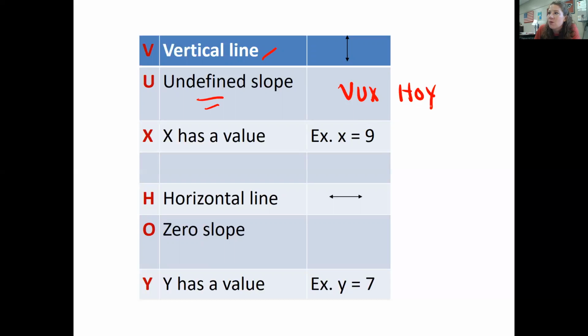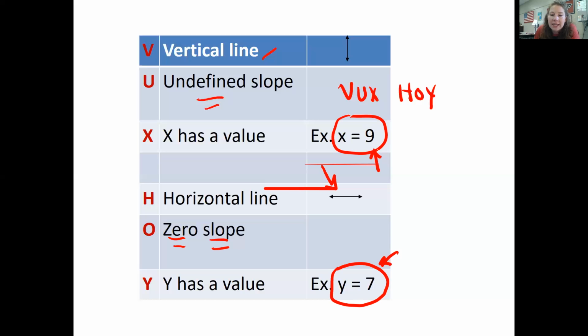And then we have the word HOY. HOY means it's a horizontal line like this one right there. What does the O mean? It actually means 0 slope. The O means 0. And what does the Y mean? Only a Y is in the equation. There's no X at all. There's no X in horizontal lines. There's no Y in vertical lines. Okay?